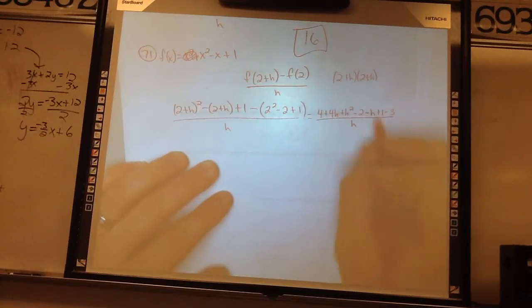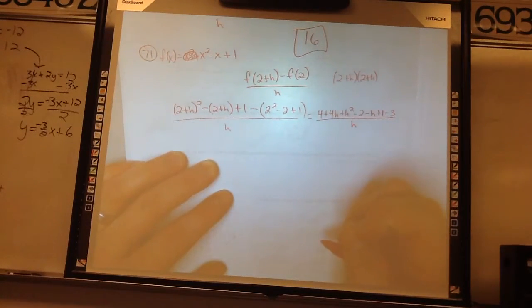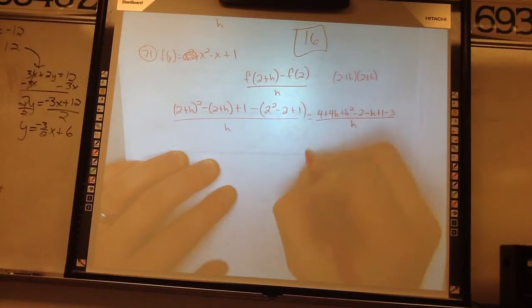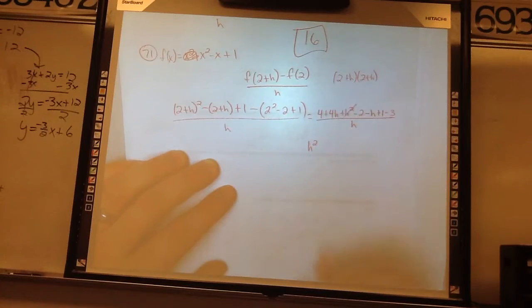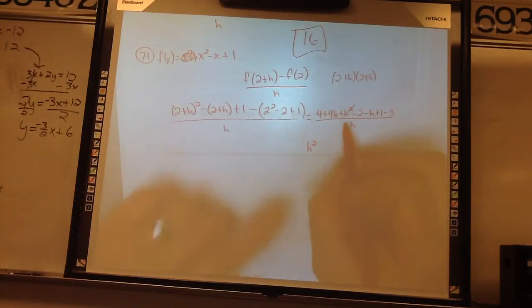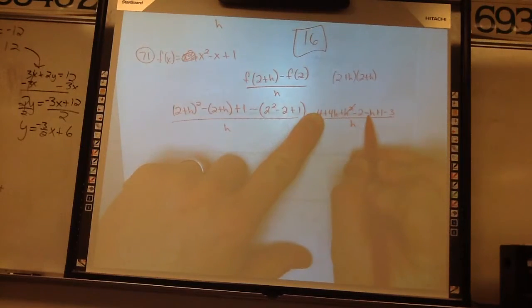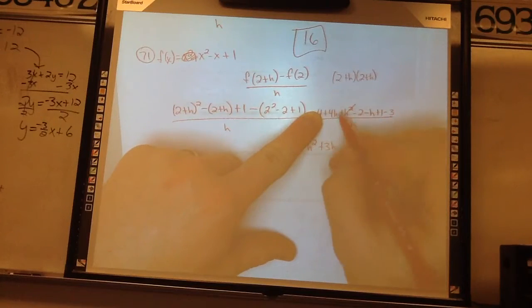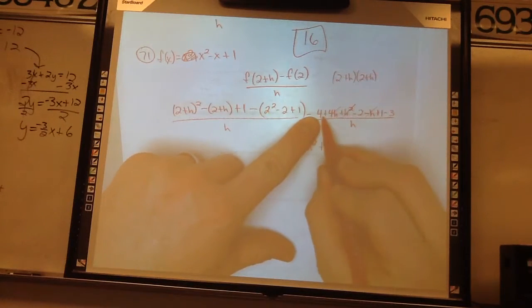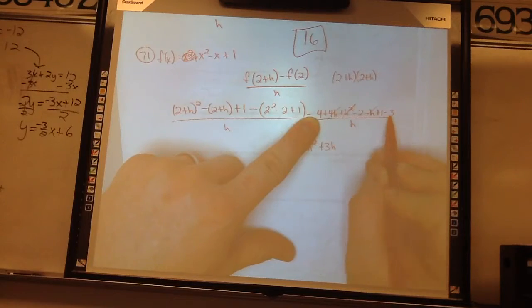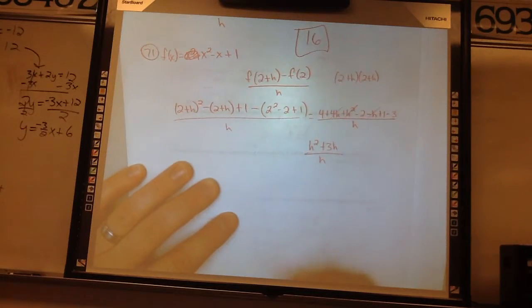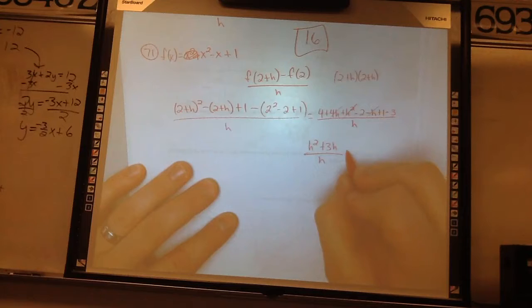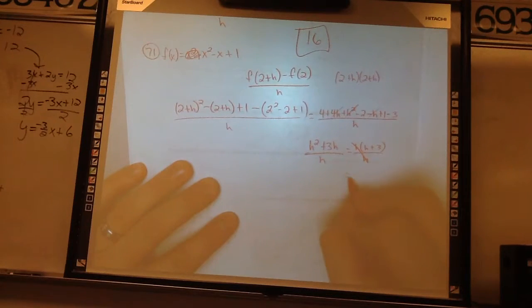Well, now we just simplify. Let's see. We got anything that's going to cancel here? There's h squared. Plus 3h: 4h minus h is plus 3h. Done with that. 4 minus 2 is 2, plus 1 is 3. 3 minus 3 is 0. Would you factor out an h? Yeah. So it's h times h plus 3, over h. The h is canceled. So h plus 3. Damn, I'm so close. You're close enough.